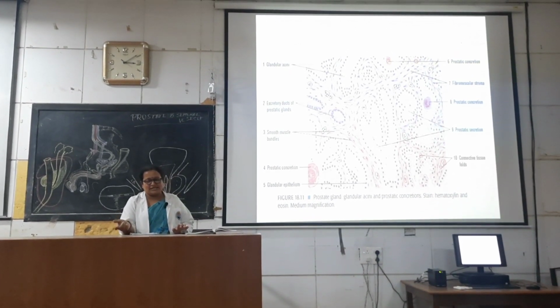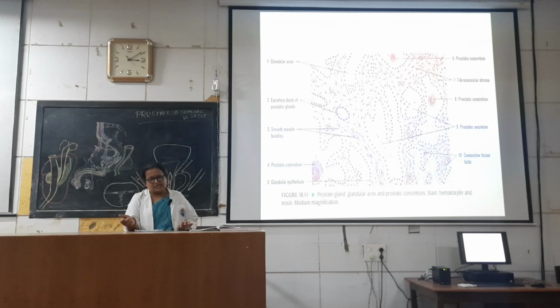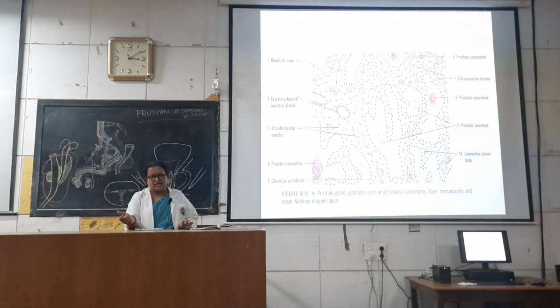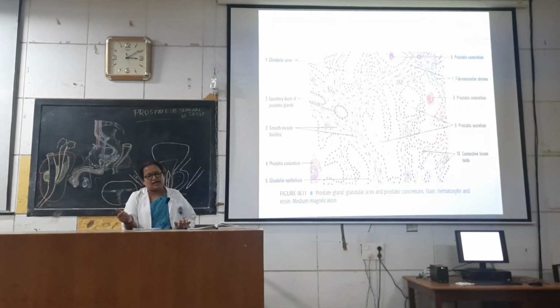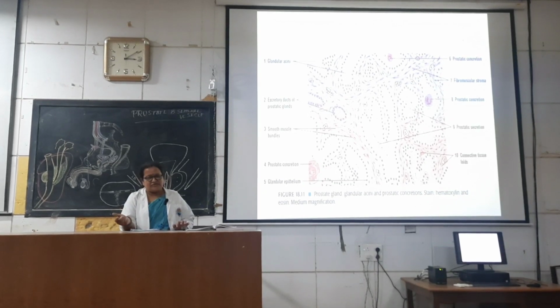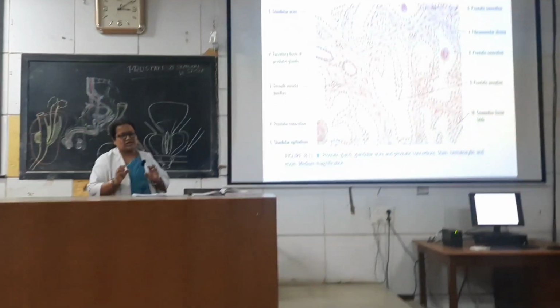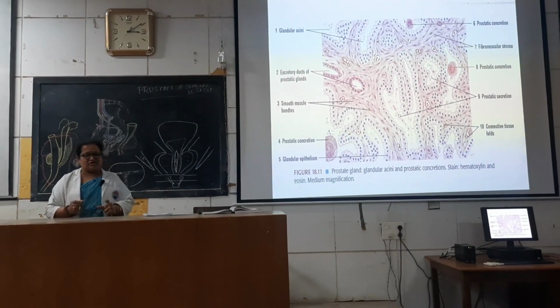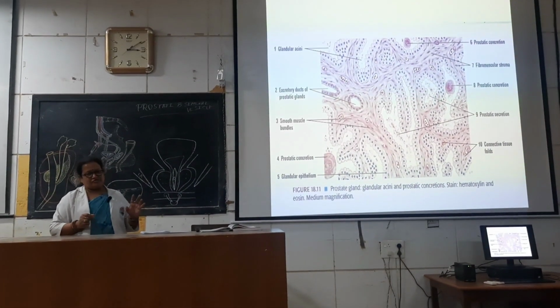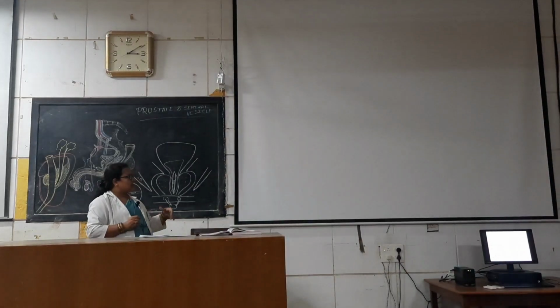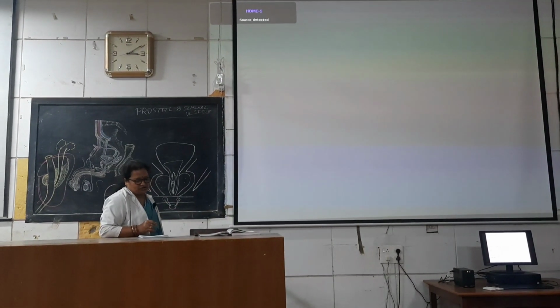The prostatic secretion mainly consists of acid phosphatase. It is acidic in nature and consists of acid phosphatase, citric acid, fibrinolysin, amylase, prostate specific antigens, and prostaglandins. First I'll give you a brief on the gross anatomy of the prostate, then we'll go to the detail of the histology.